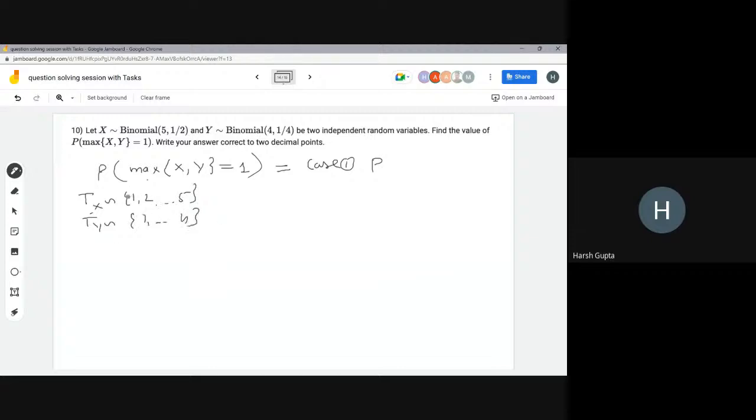Sorry, 0. So why are you not counting 0? This is binomial, right? Yeah, binomial starts from 0. In geometric, at least one trial is required, one experiment is required. Geometric is 1 to infinity. Binomial starts from 0 also. Binomial 0 means 0 attempts. The range is 0, only two options, right?